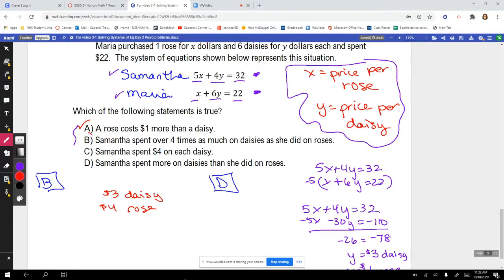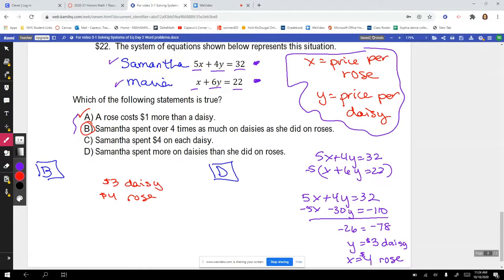Let's look at letter B. Samantha spent over 4 times as much on daisies as she did on roses. So let's see if that's true. So Samantha bought 5 roses. So 5 roses times 4 is $20. And she bought 4 daisies times $3, that's $12. So she did not spend 4 times more on daisies at all. So that one's not true.